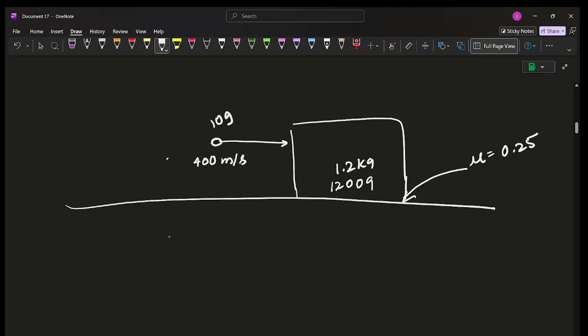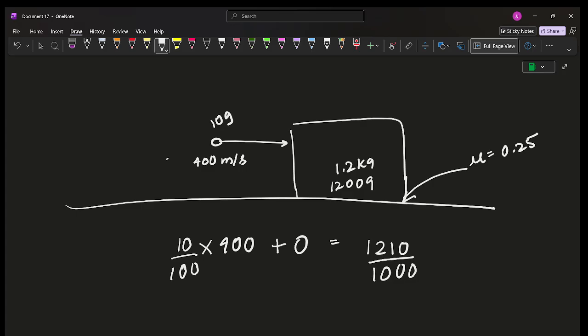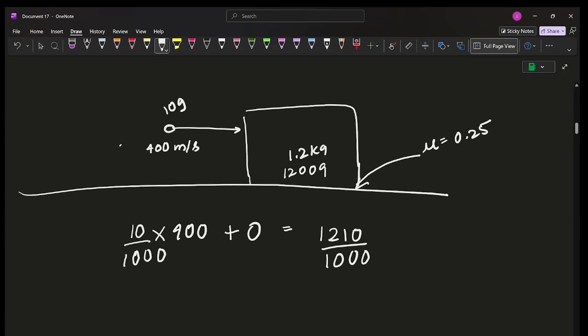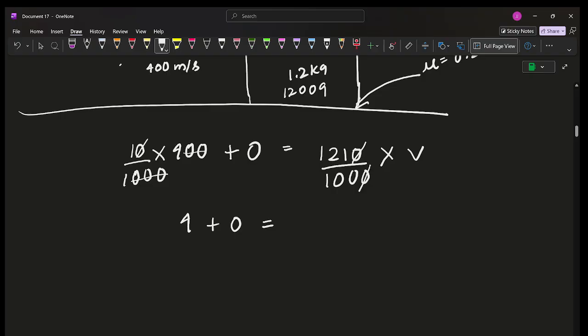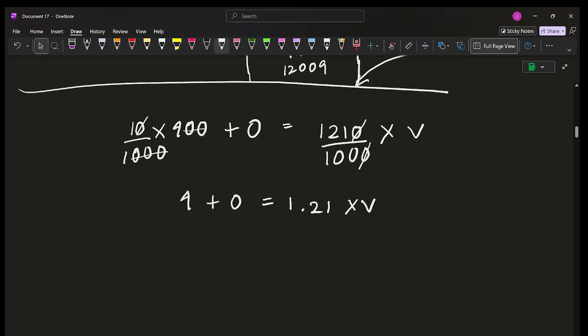So if I consider the earlier conservation of momentum, the zero would be the total mass, which would now be 1210 by 1000, into V. So it's going to be something like 1.21 into V. So I'd be getting V by 1.21. So this is the velocity of the system.